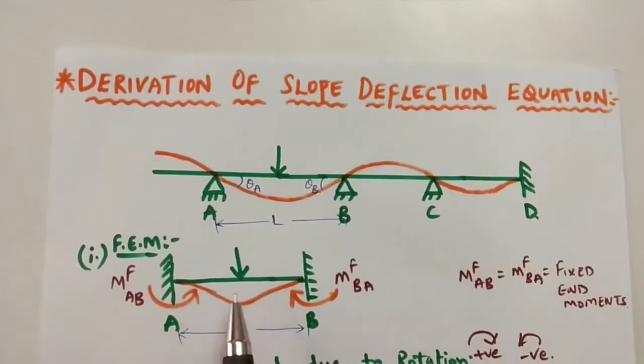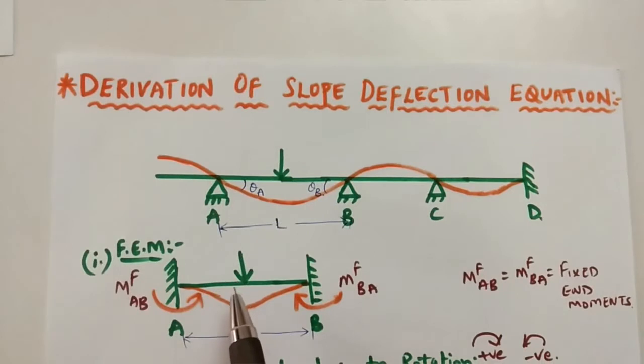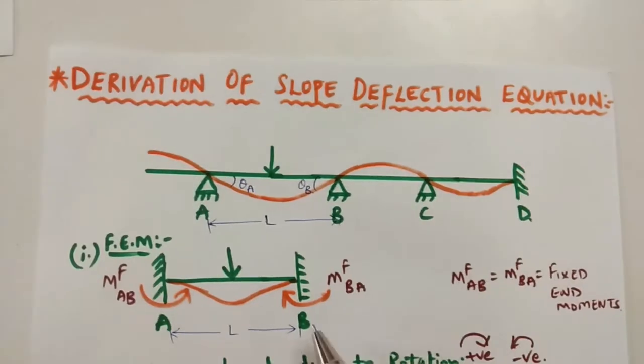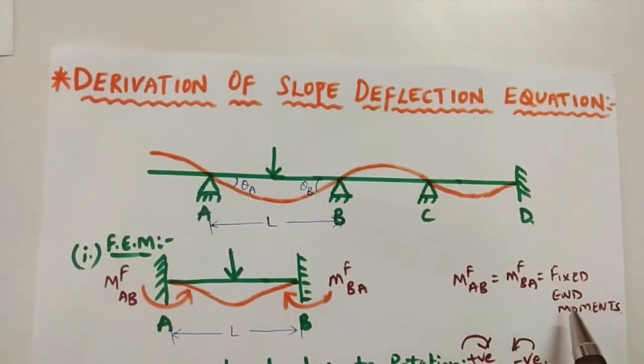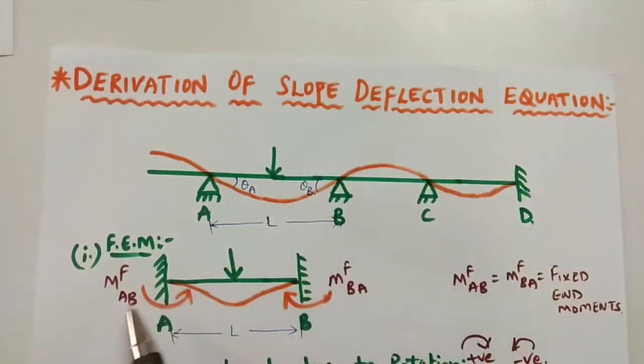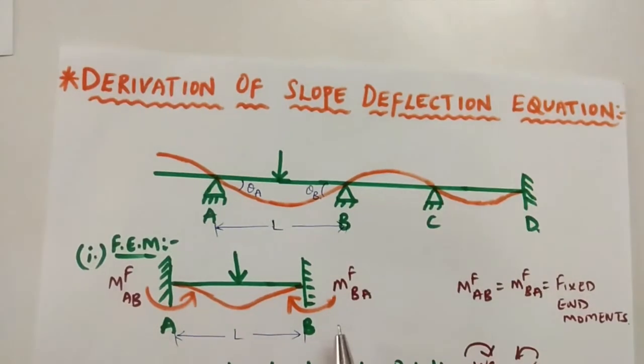So in the first case, assuming these two hinge supports as the fixed supports, I am having two fixed end moments, that is MFAB and MFBA. If you haven't watched my previous lecture video regarding the fixed end moments, you can watch it. I will put the link in the description box, where MFAB and MFBA are fixed end moments. Here I am not writing the formula for this point load. I am just deriving the slope deflection equation. I am already writing the MFAB and MFBA.